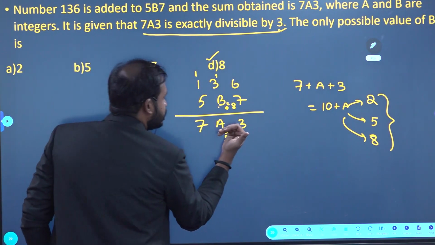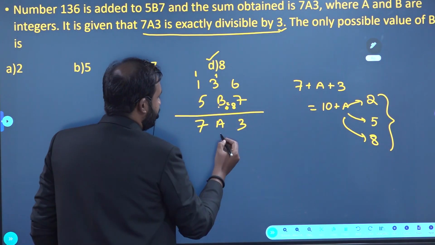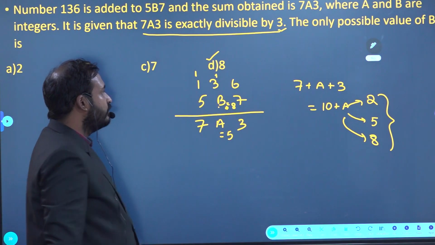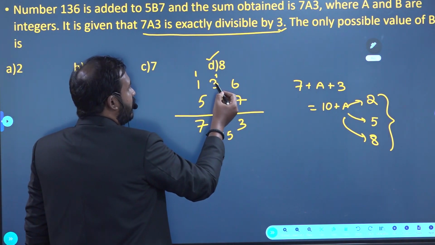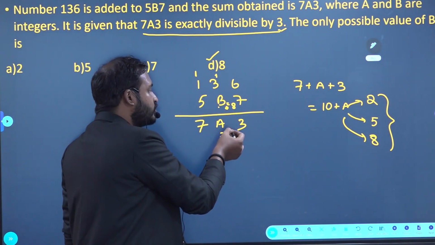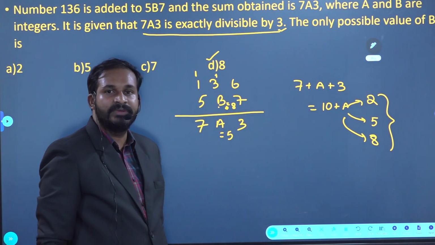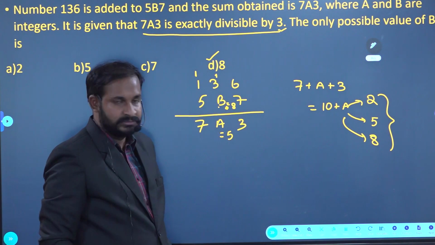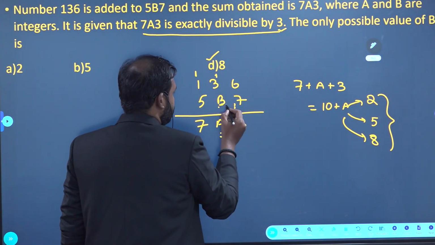For example, if I assume A value as 5, what should be my B value here? Please observe here. 1 plus 3 is 4. What number should be added so that my units place will become 5? Actually, I should add 1. That means B value will become 1.